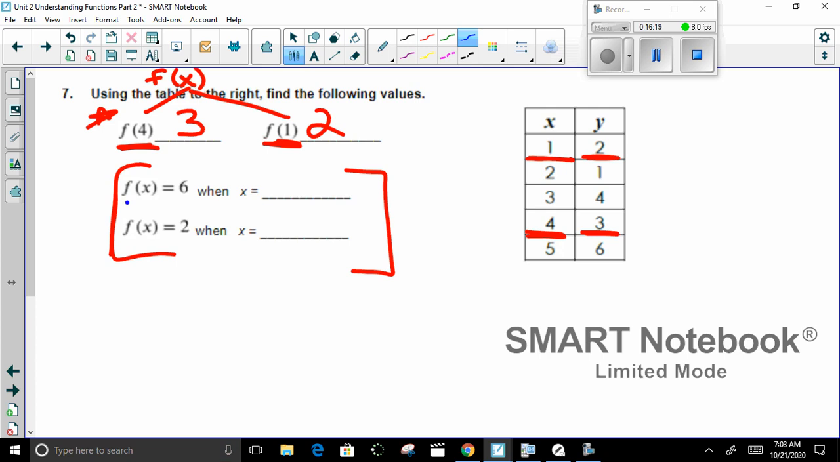Bottom ones, they're telling me f of x. Remember, f of x is y. So y equals 6. They're giving you the output, find the input. So go to your y column. When y is 6, x is 5. Same thing here. F of x is the same thing as y equals 2. When y is 2, x is 1.